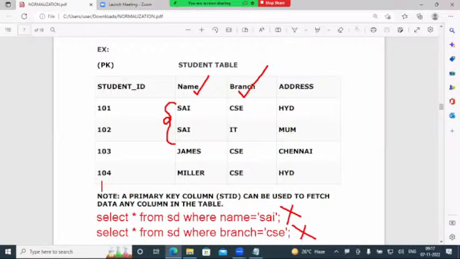Another one: select star from student details where address is equal to, suppose I give HYD. If I try to get my required information based on the address column also, we still don't get it. If I want specific student information, using any column except the student ID column, we don't get accurate results. Duplicates come to us.